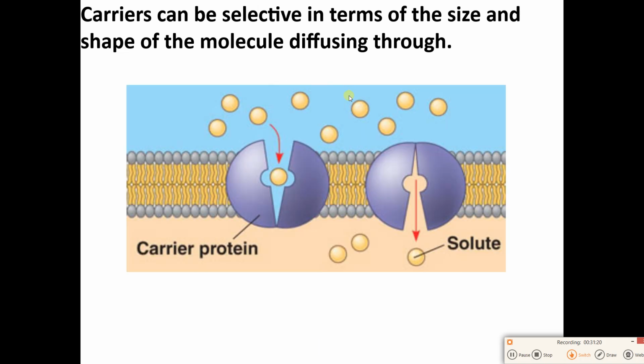Now bear in mind, carriers can be selective as well. Like this carrier protein, look at how it has this circular shape within it to bind to the molecule. So it's not going to bind to a molecule of a different shape, a different structure. So carriers can be quite selective as well.